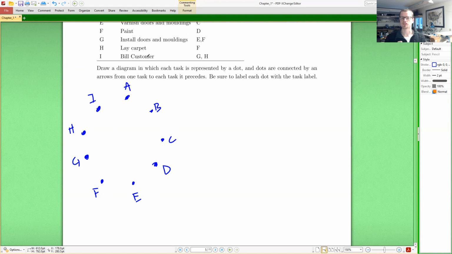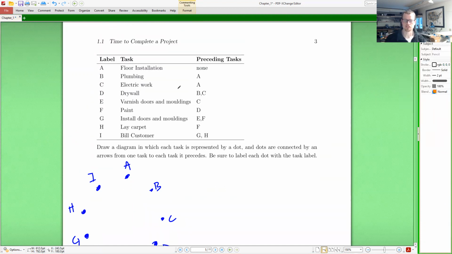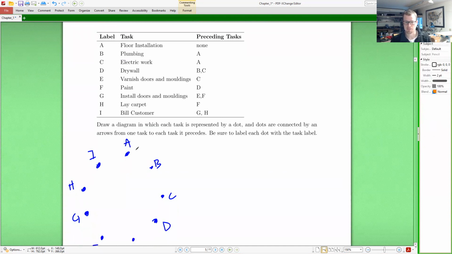And what we want to do is draw an arrow from one task to the next as we can complete them. So I'm going to draw those arrows in black here. So A precedes B. When I look at task B, it is preceded by A. So I'm going to draw an arrow from A to B. And then C is also preceded by A. So I'm going to go ahead and draw an arrow from A to C. There we go.